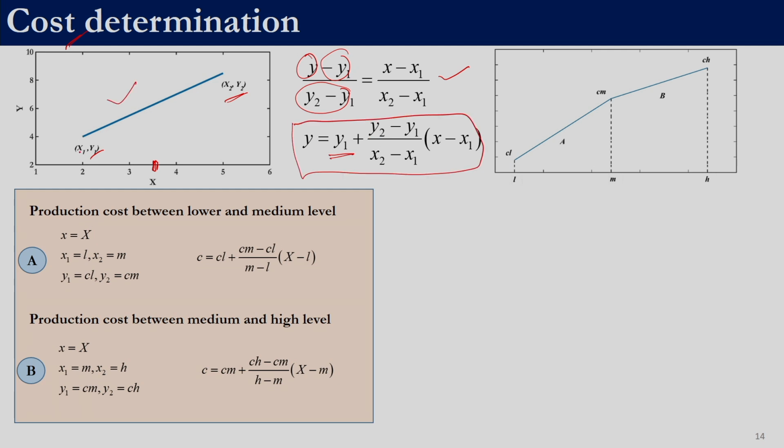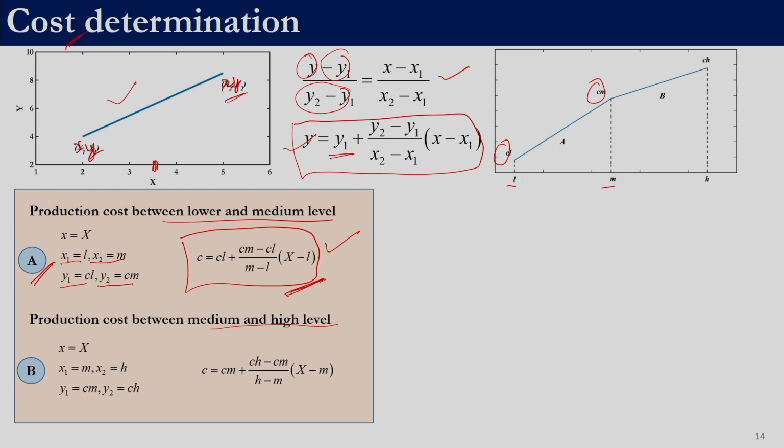In this case we do not have x1, y1, x2, y2; we have L, M, CL and Cm. So, this has to be lowercase x1, y1, and this is lowercase x2, y2. If we substitute x1 equal to L, x2 equal to M, y1 equal to CL, and y2 equal to Cm, we will get this equation. And similarly for the second part. So, this is for part A. If we get any production which is between L and M, we need to use this equation. If we get anything between M and H, we are not supposed to use this equation, because this equation is valid only between lower and medium level, L and M.